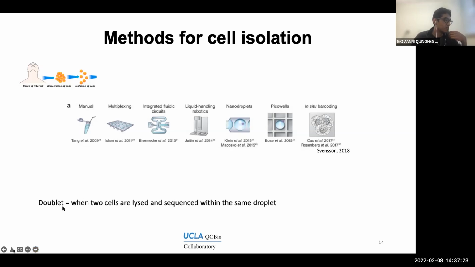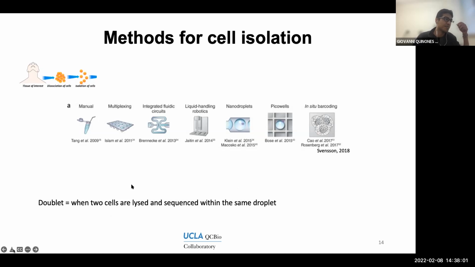At this point, I wanted to introduce another concept, or just another name, which is the doublet, which is a very important term in the droplet approach. Like I mentioned before, these kinds of approaches are very efficient, but they're not 100% efficient, right? So sometimes you run into cases where you have two cells within an individual droplet, and that'll be called a doublet.